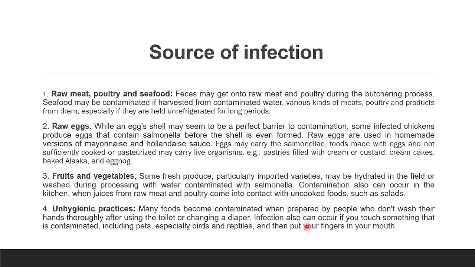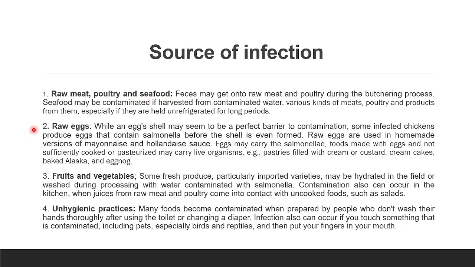Now the source of infection. For salmonellosis, there are different sources of infection. First is raw meat, poultry and seafoods. They can be contaminated during harvesting from contaminated water. This way, these are very important sources for salmonellosis.